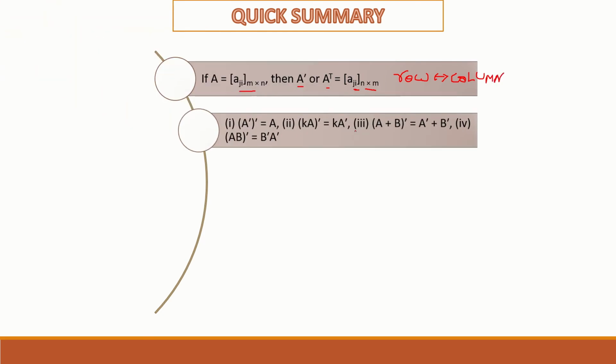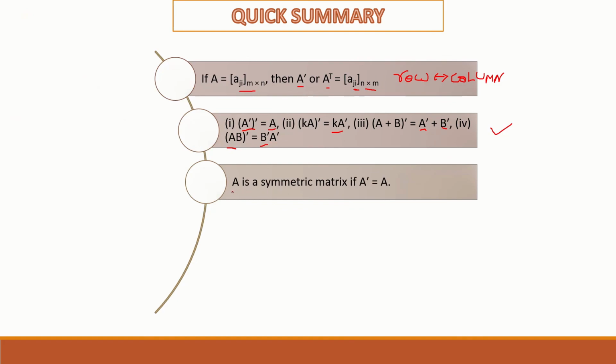Then we have seen 4 properties of the transpose of a matrix, which are: A transpose and its transpose is equal to A, and k into A the whole transpose can be written as k A transpose, and A plus B the whole transpose is equal to A transpose plus B transpose, and the last, A into B the whole transpose is equal to B transpose into A transpose. So these were the properties which we studied.